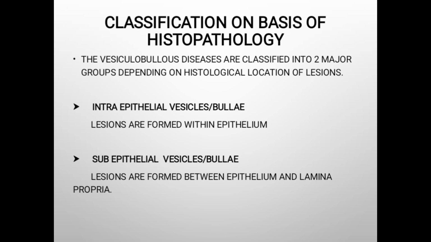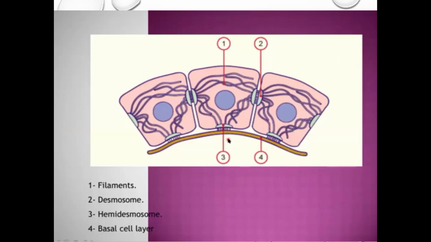The classification is on the basis of histology. They are classified into two: intraepithelium, which I have told you is vesicle and bulla formation within the epithelium, or subepithelium, where it is formed between the epithelium and lamina propria, which is connective tissue. These are the attachments. You can see number one is filaments, number two we have desmosomes, number three we have hemidesmosomes, and number four is the basal cell layer. Filaments and desmosomes are cell to cell attachment, and hemidesmosomes are the attachment of the basement membrane to the epithelium.